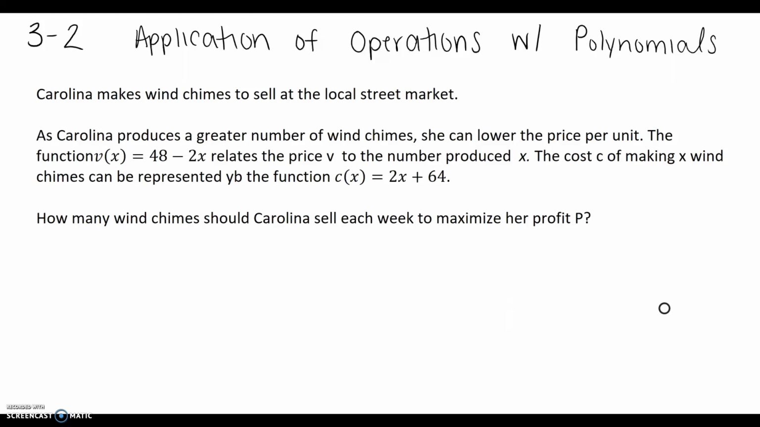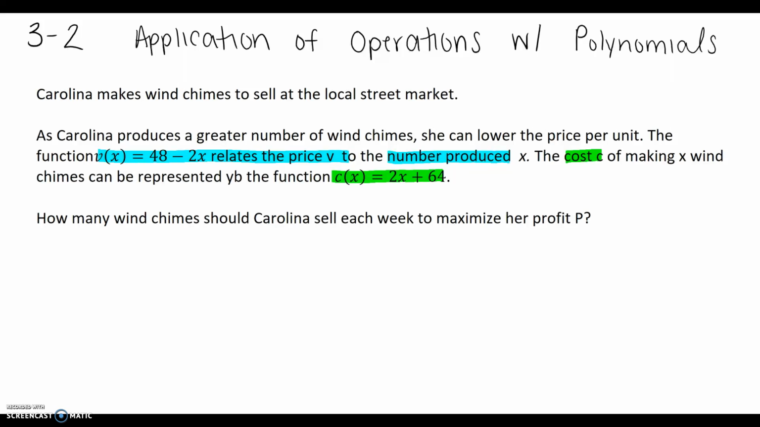Before we can just dive in and figure out her profit, there are a couple things we need to take into account. So we have a formula for the number produced because she's making these. And then we also have another formula because it's going to cost money for her to make these wind chimes.